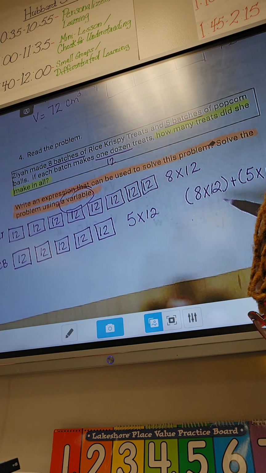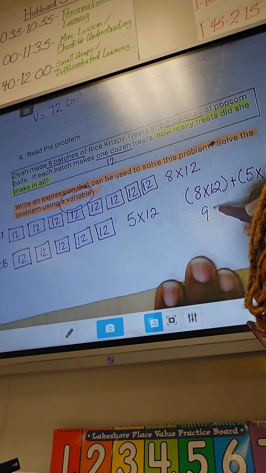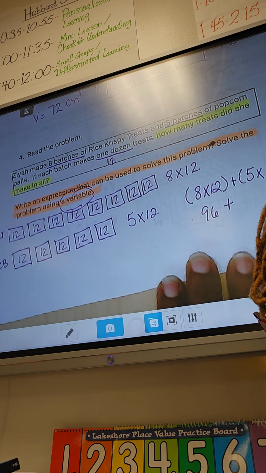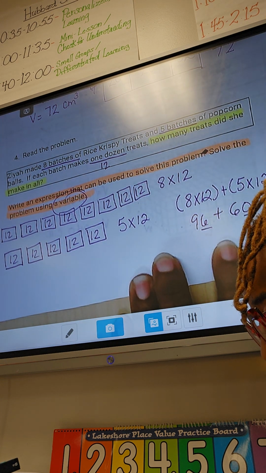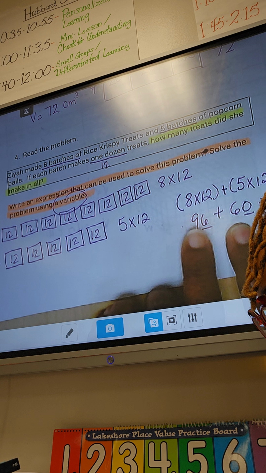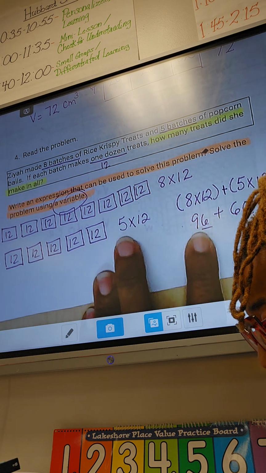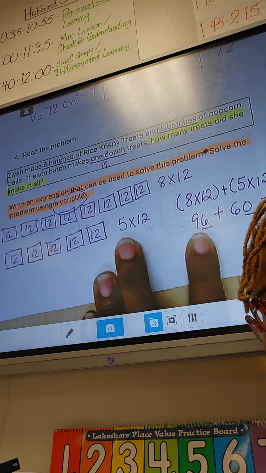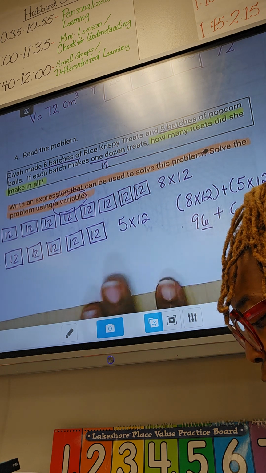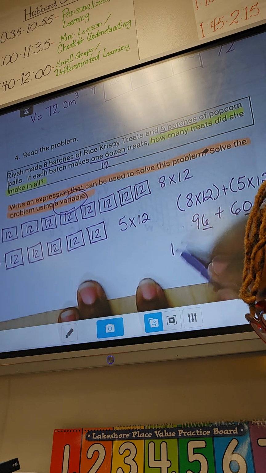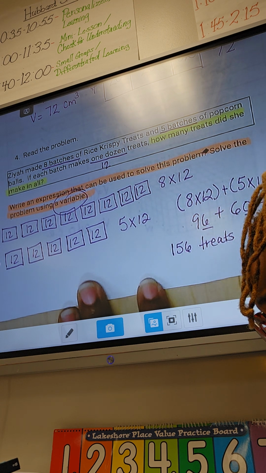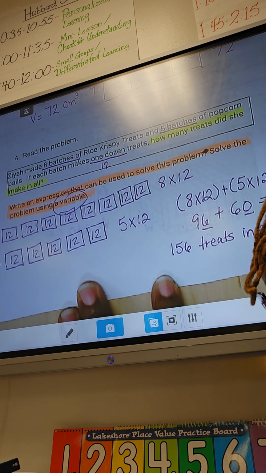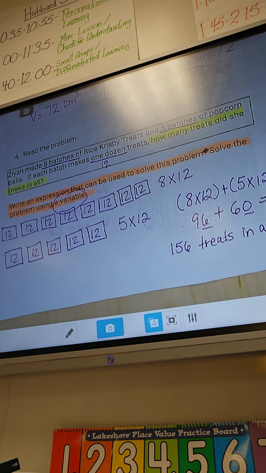8 times 12 equals 96, plus 5 times 12 equals 60. In my ones place is a 0 and a 6. 0 plus 6 is 6. In my tens place, 9 plus 6 is 15. 156 treats in all. And that is how you solve this problem.